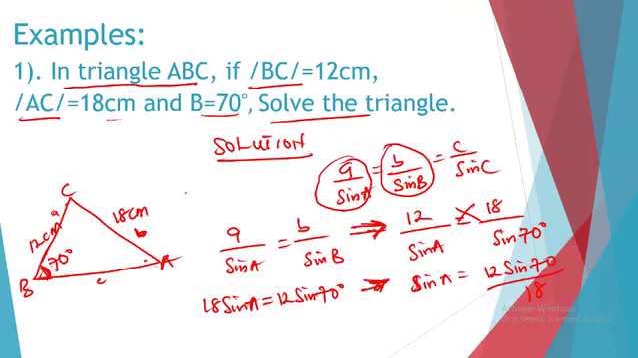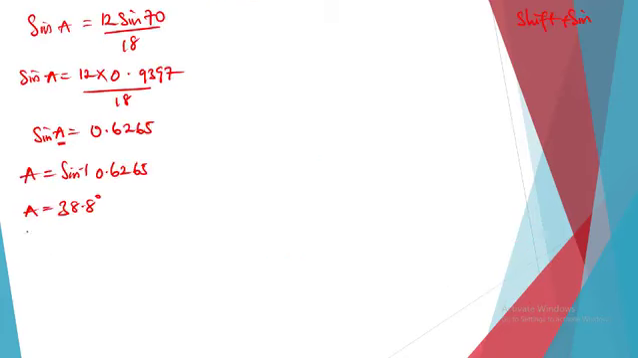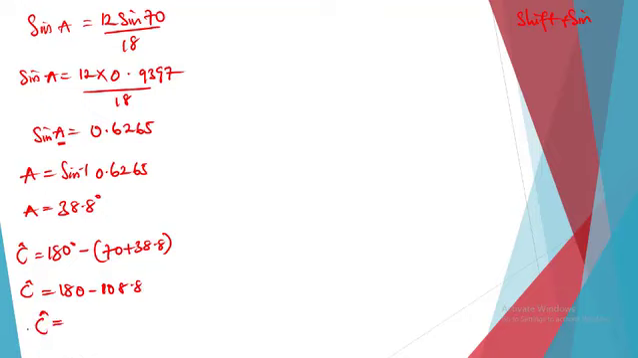So we've gotten A to be 38.8 degrees. It's now left for C, and the total angle in this triangle is 180. Is that correct? So to find the angle at C, we have 180 minus (70 plus 38.8). Angle at C equals 180 minus 108.8, which will give us 71.2 degrees. That's the angle at C.